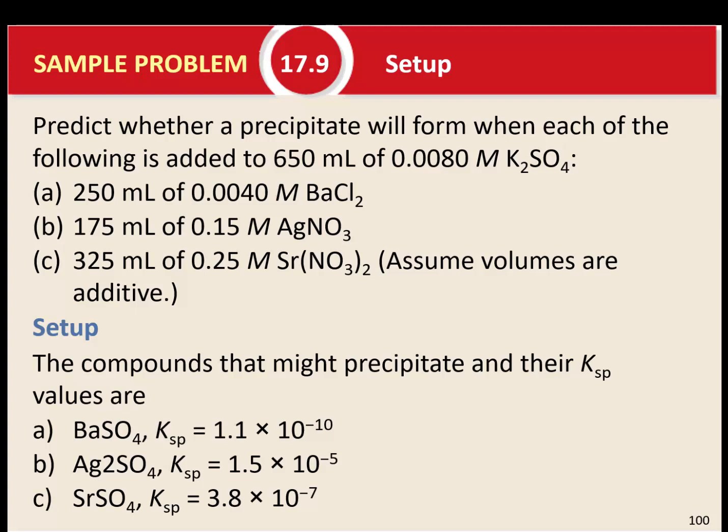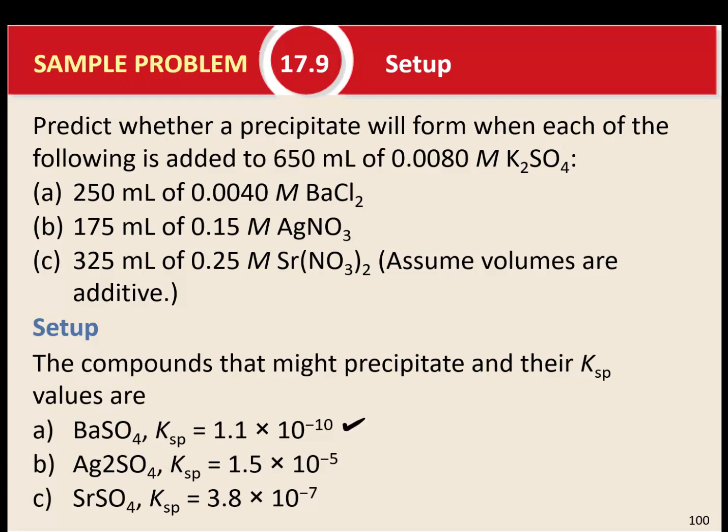of 0.0080 molar potassium sulfate. All right, so here's what we've got to know. First of all, we have to know the solubility product for barium sulfate at 25 degrees Celsius. So we looked at it in a table.